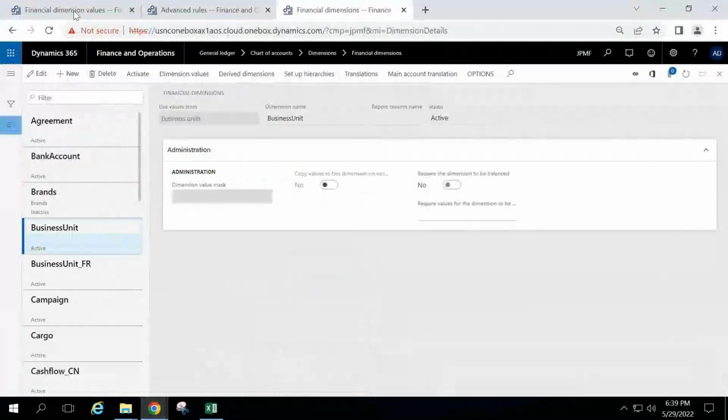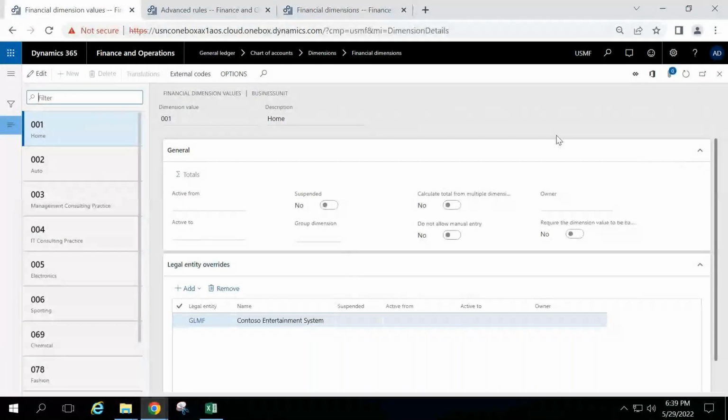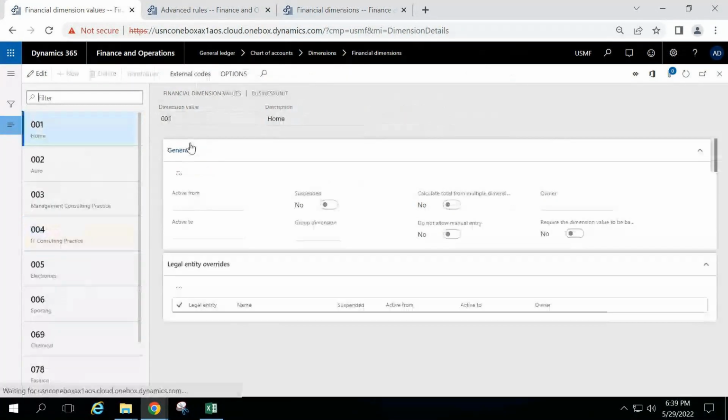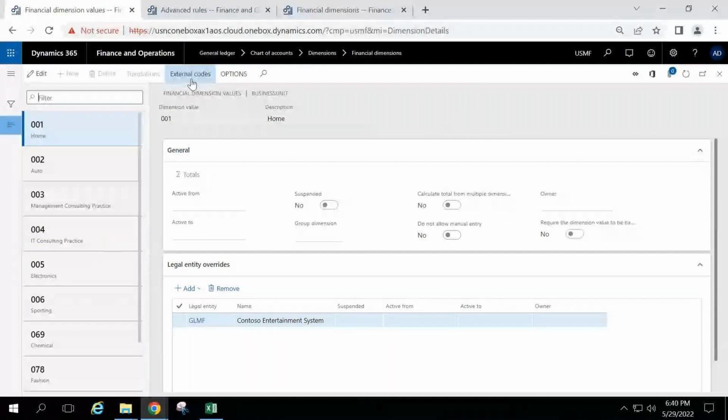My first question is this: if you look at the dimensions and the financial dimensions, this is the financial dimension. One of the financial dimensions I have clicked, and when I click on the dimension values, I'm getting one external code over here. What is it meant for, Satya?